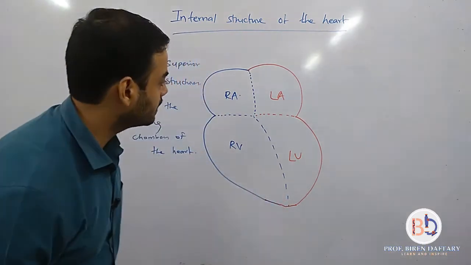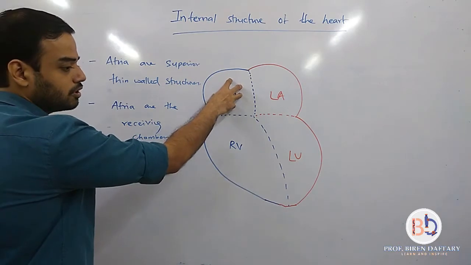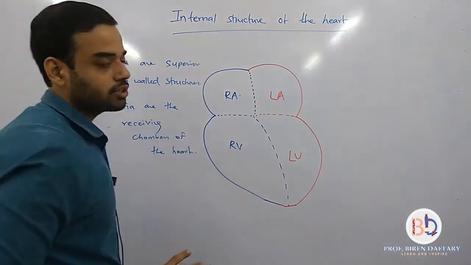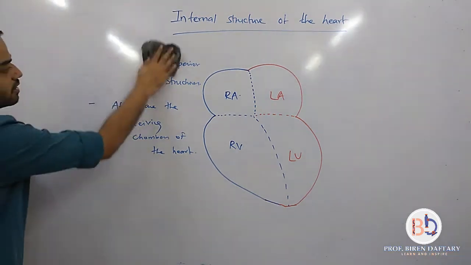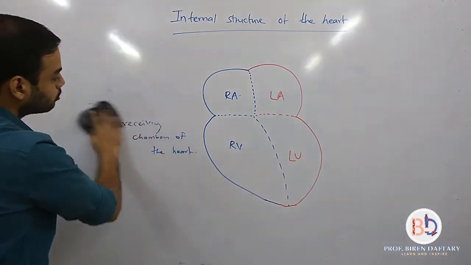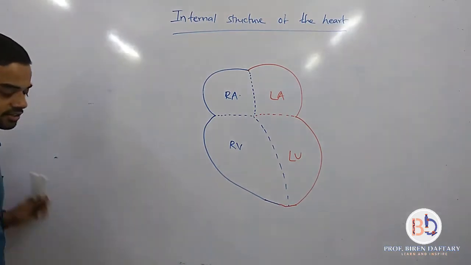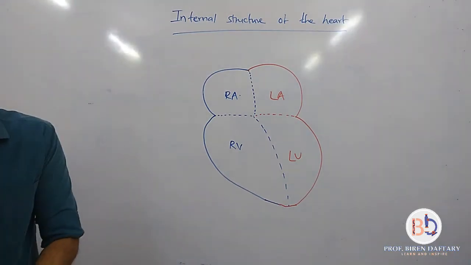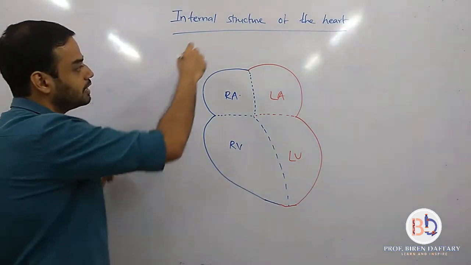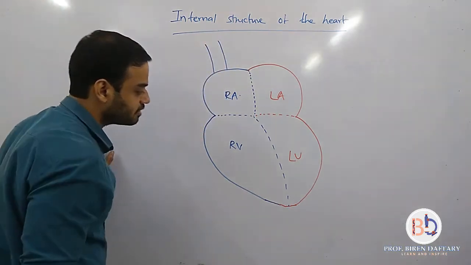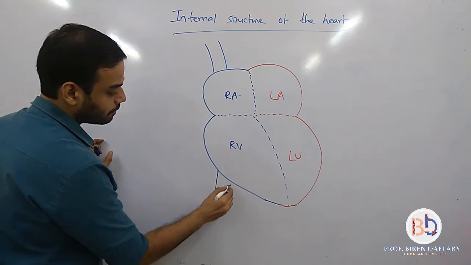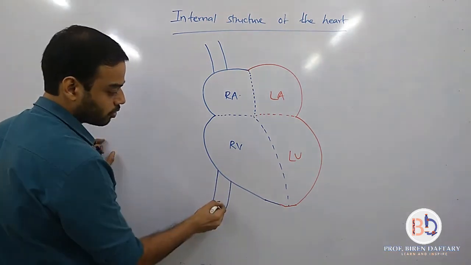Now first of all, let us start with this right atrium. Which vessels are connected to the right atrium? Do you remember? We have already studied this in the last lecture. So the most important vessels are the superior and the inferior vena cava. So let me draw them. Superior, inferior vena cava are the vessels which bring deoxygenated blood from all the parts of the body.